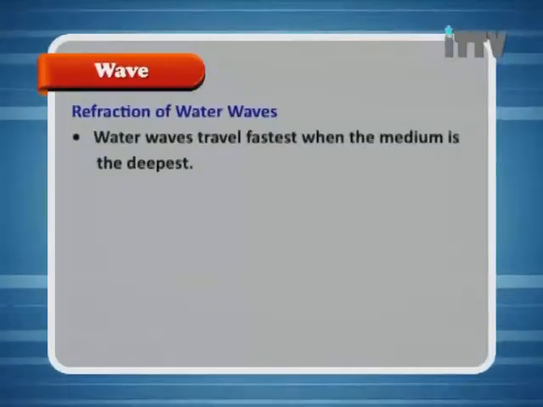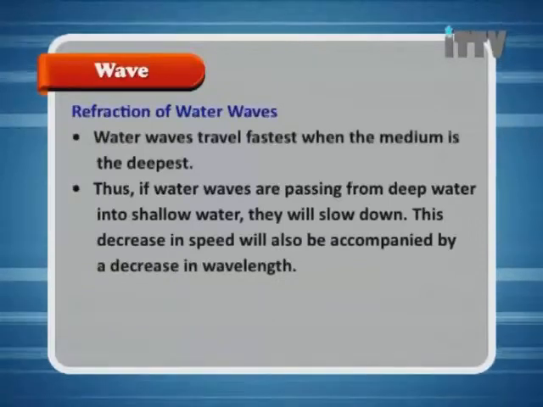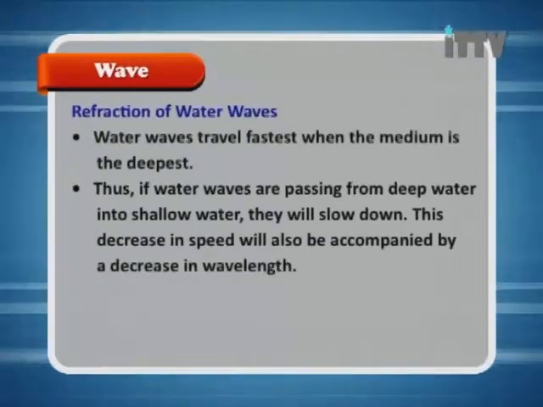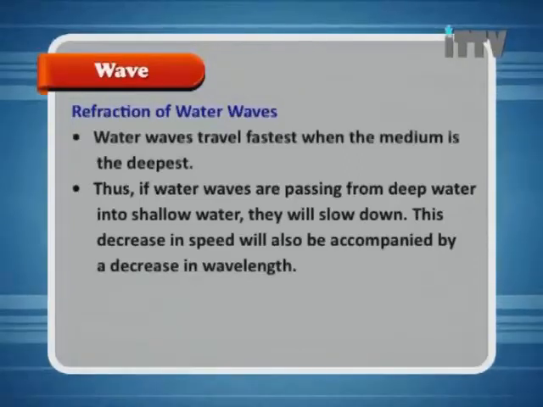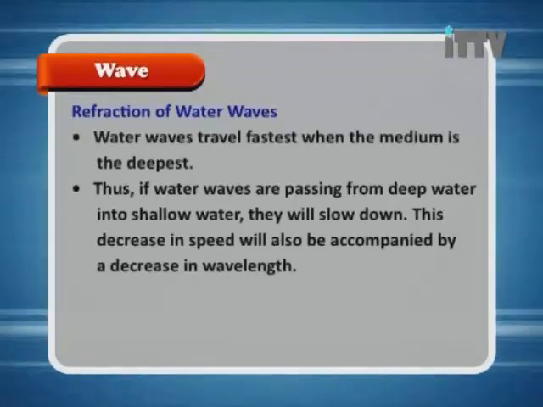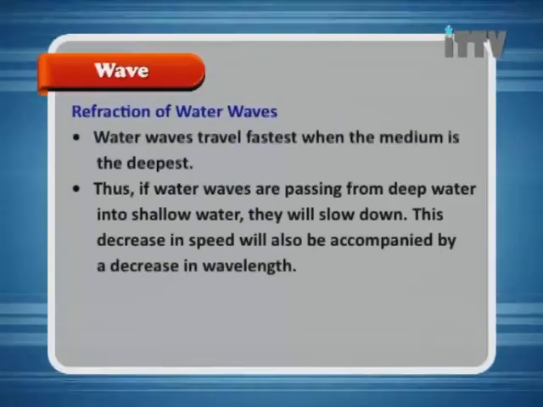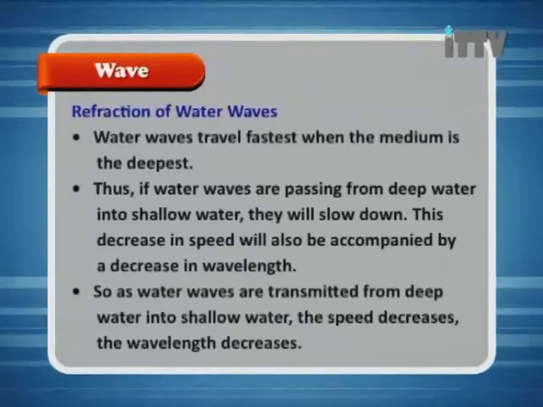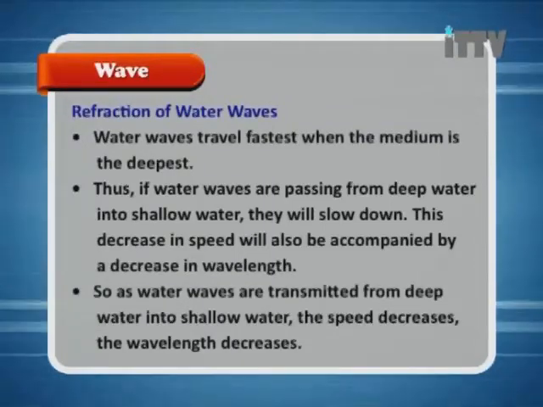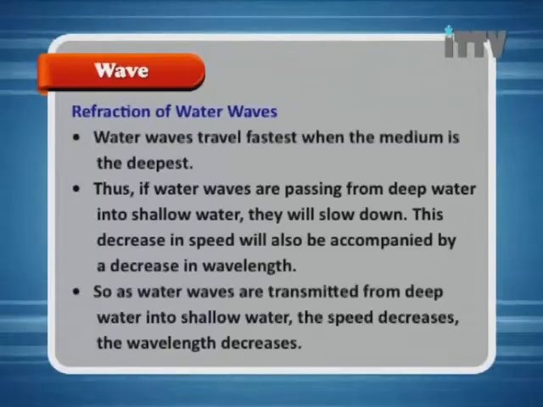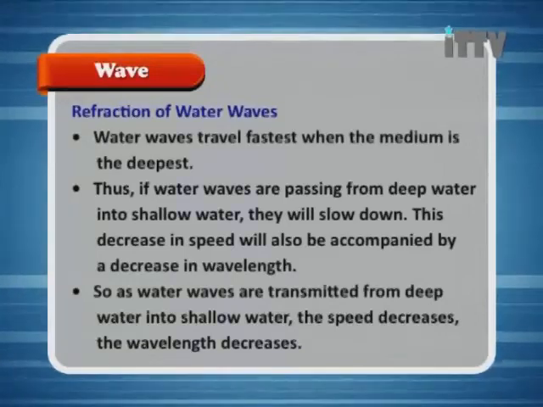Water waves travel fastest when the medium is the deepest. Thus, if water waves are passing from deep water into shallow water, they will slow down. This decrease in speed will also be accompanied by a decrease in wavelength. So, as water waves are transmitted from deep water into shallow water, the speed decreases and the wavelength decreases.